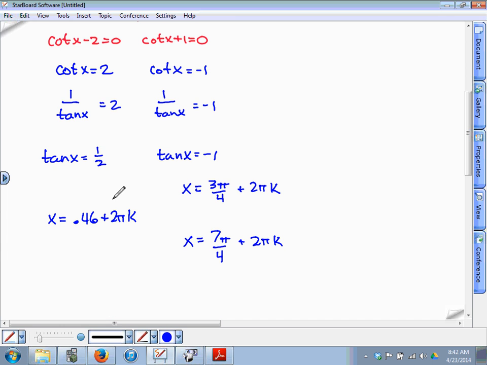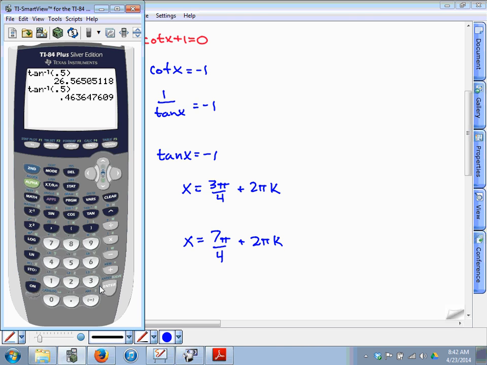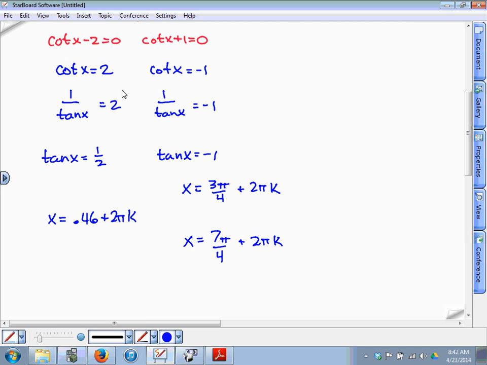What other quadrant would be positive for tangent? Tangent's positive in the first quadrant, obviously, and this is in the first quadrant. Third quadrant. So we're going to have to go into the third quadrant now. How do you go from the first quadrant to the third quadrant? You add pi, right? So if we take the answer that we already had and add pi, then it's 3.6 roughly, plus 2 pi k.